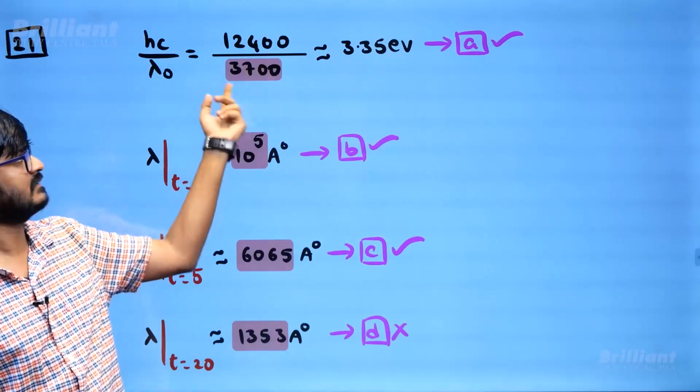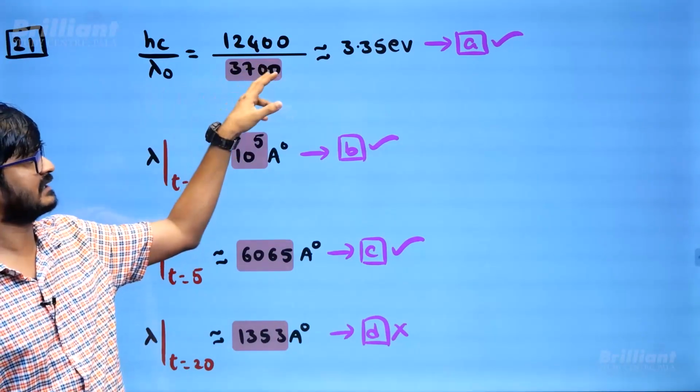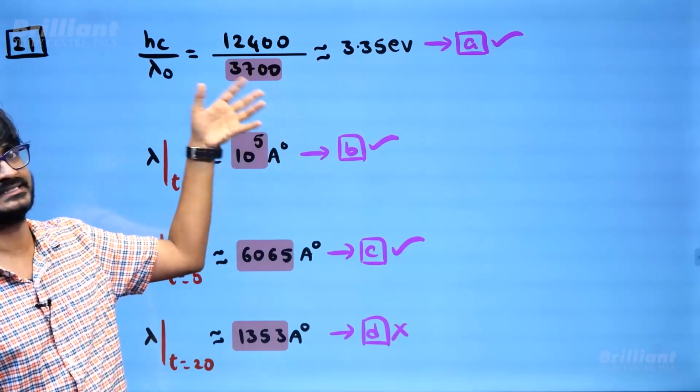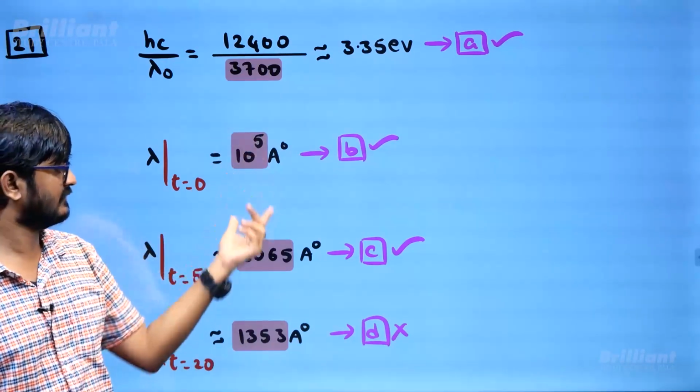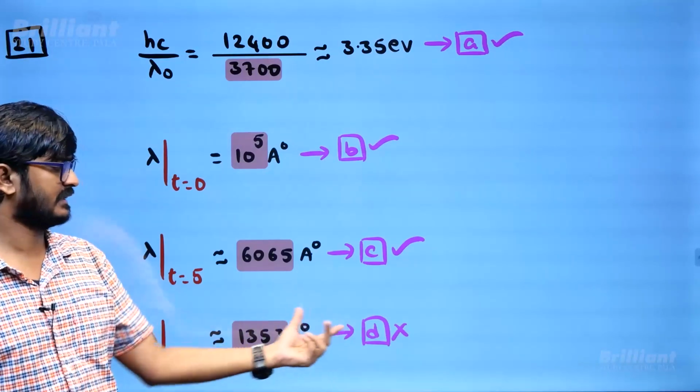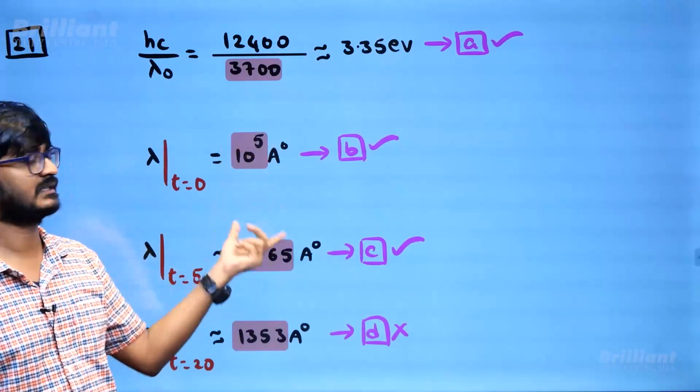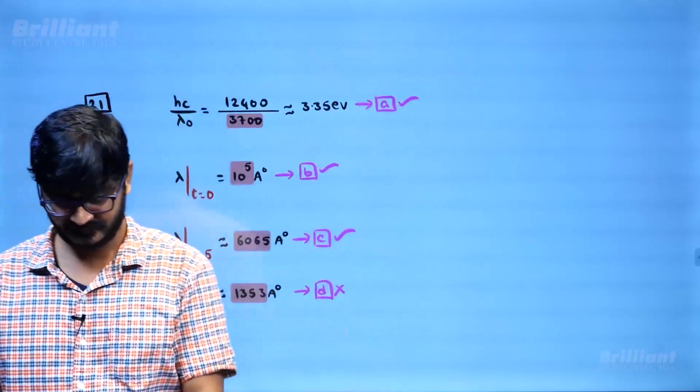Now this is the threshold wavelength, right? So if the wavelength is less than this, what will happen? The electrons will be coming out. So what is the only one which is less? This one, right? So here the current won't be 0, but in these two cases the current will be 0, right?